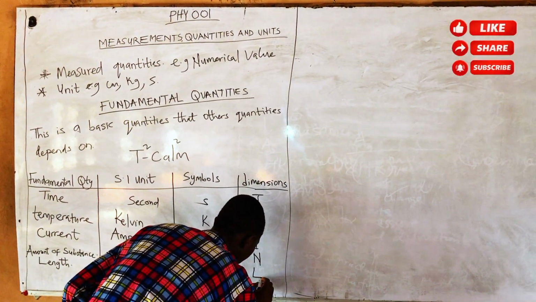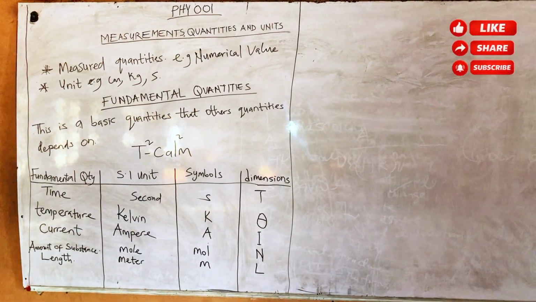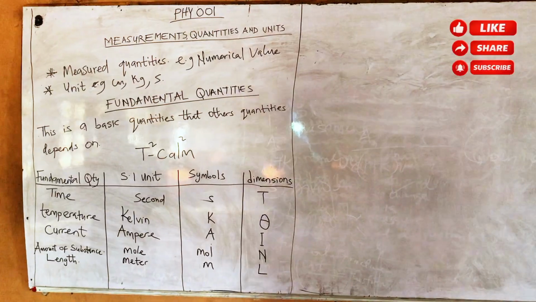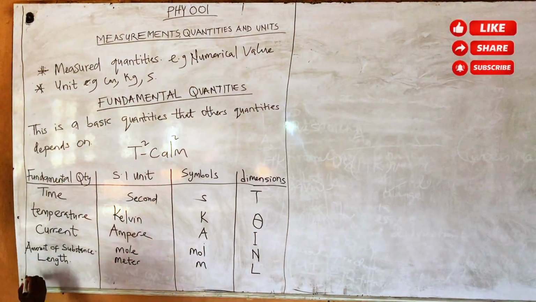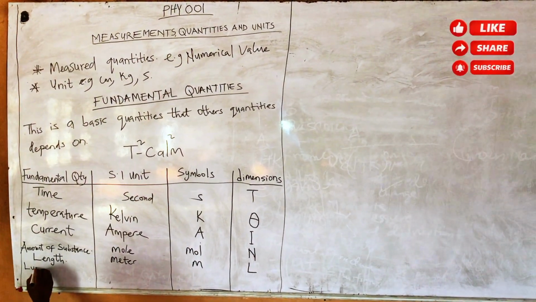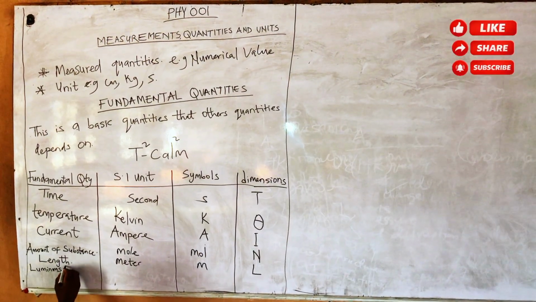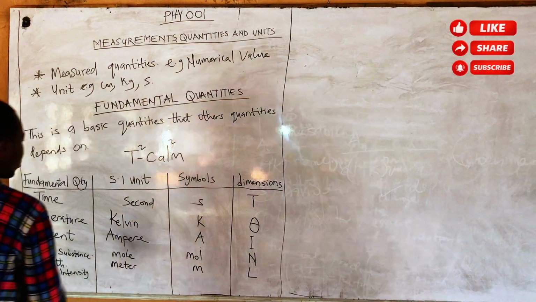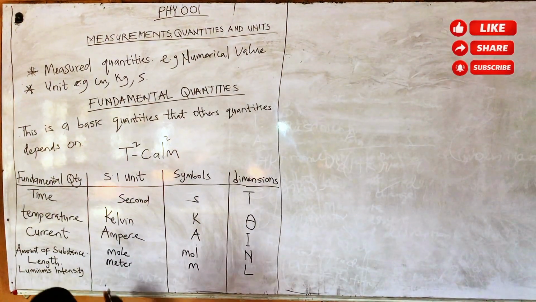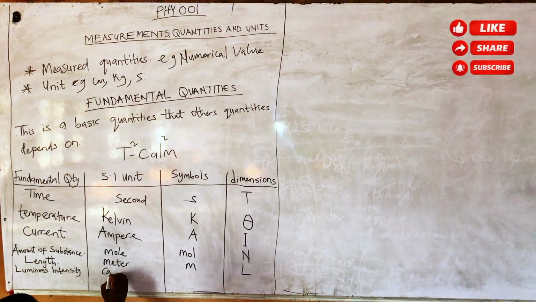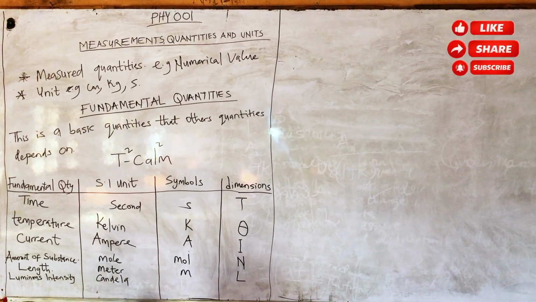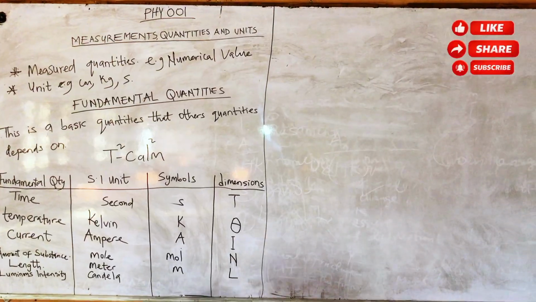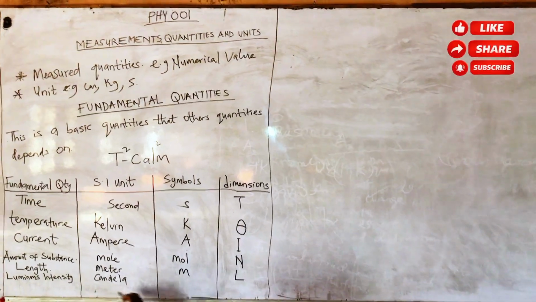Okay, next one is what? The second L, which represents luminous intensity. The SI unit for luminous intensity is what? Candela. The symbol for this is CD, and the dimension is what? J.